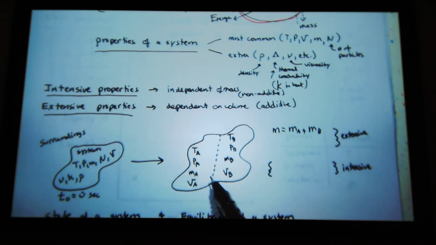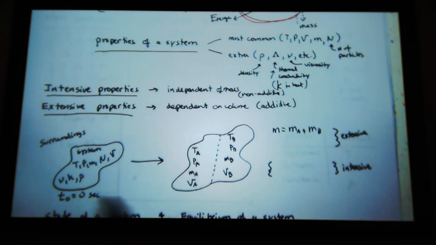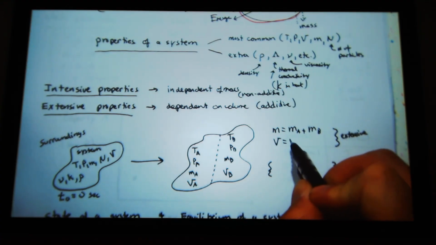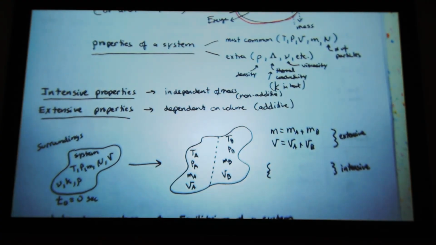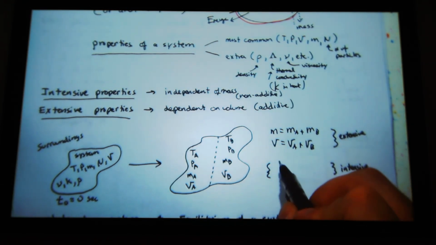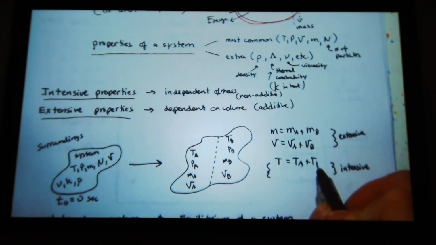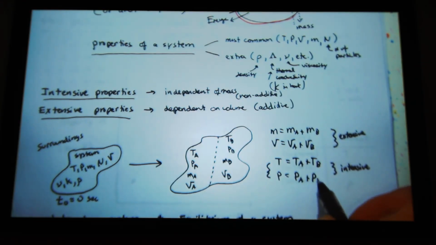Right? I have a total mass here. I can put this here. And the total mass here has to equal mass A plus mass B. Dependent on volume, additive. So I could do the same thing. Volume equals volume A plus volume B. So let's put temperature equals temperature A plus temperature B. Pressure equals pressure A plus pressure B.